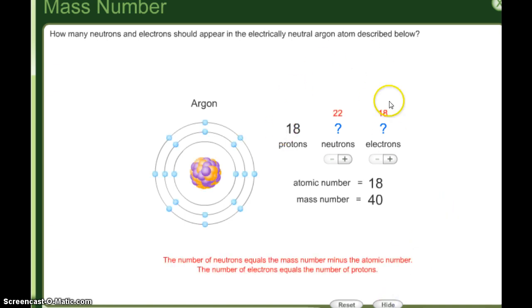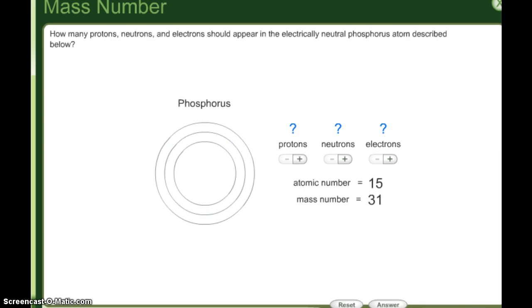So again, protons and electrons are the same. The number of neutrons, I took my mass number 40 minus 18, gives me 22 neutrons. All right, tell me all 3 numbers. Hit pause, get your answer.